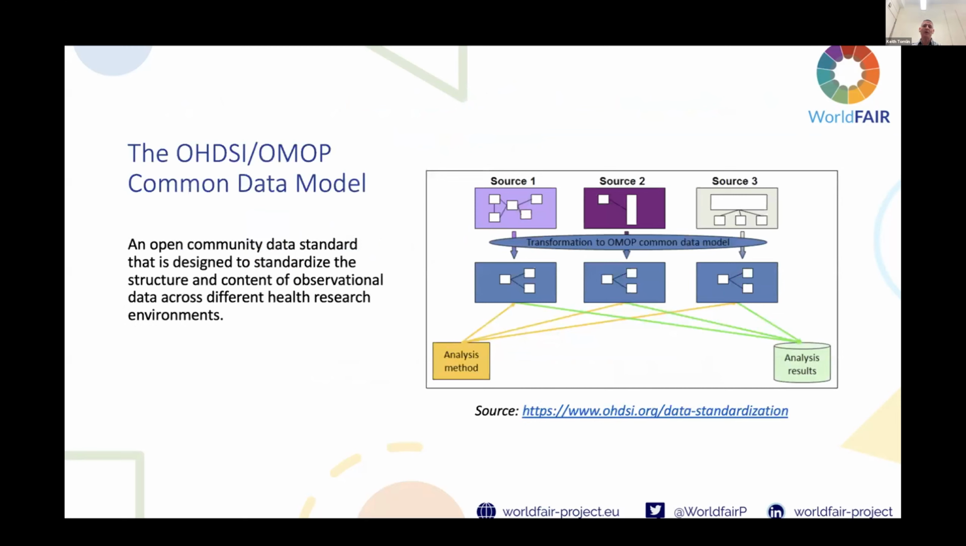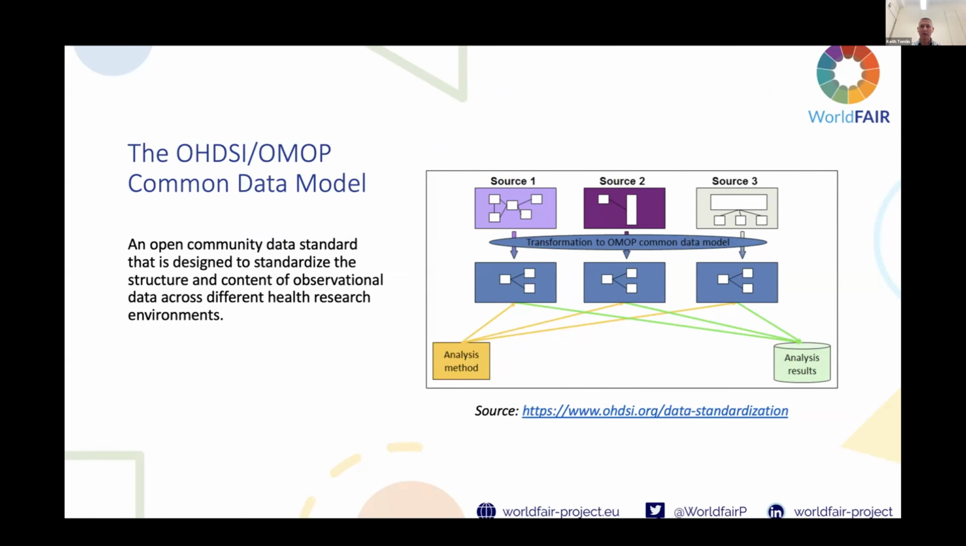Their common data model, as you can imagine, the underlying premise to it, in a sense, is quite simple. It's an open community data standard. It aims to standardize the structure and content of observational data across different health research environments. And it's clear to see you can have multiple different sources of data held in different ways and in different formats. You transform them into a common model, and you can then start to work in an analytical way that is standardized.